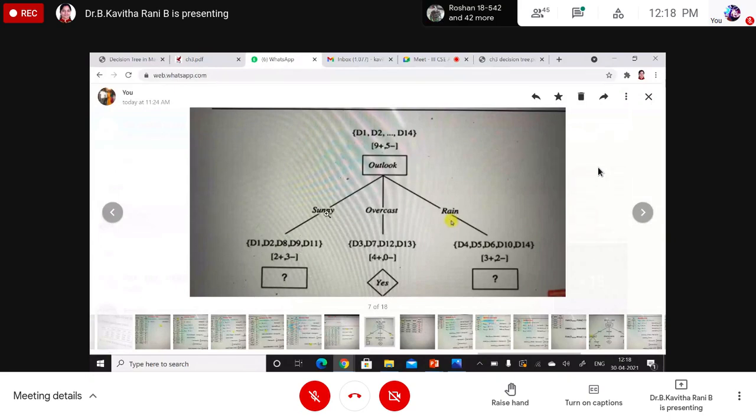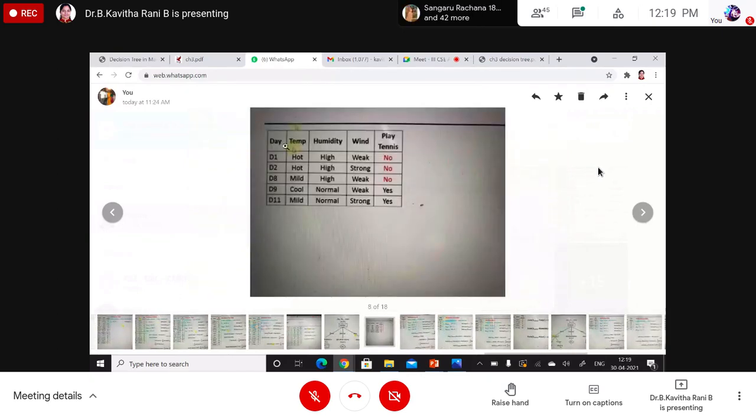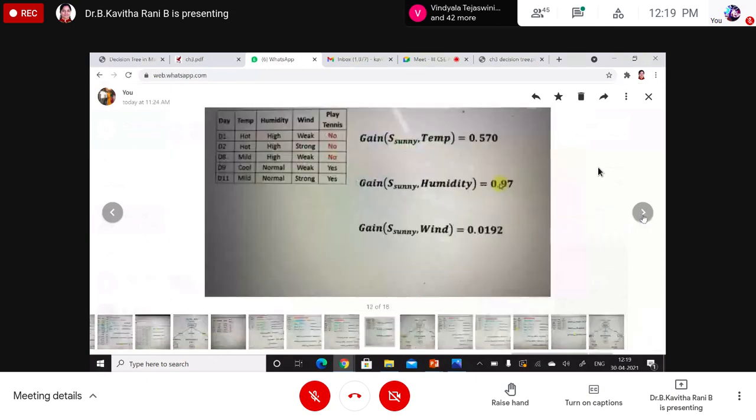Now how many sunny rows are there? They are in the first row, the second row, the 8th row, the 9th row and the 11th row. Take only those rows, that particular data only, and repeat this process from the starting. That is, calculate again the entropy. After calculating that, for this data I am getting the information gain values.